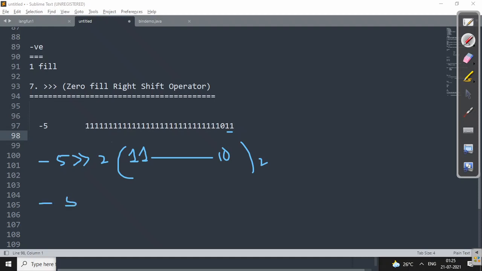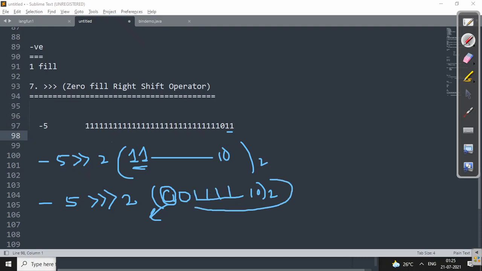But if we operate on this with a 0 fill, what will happen? Now instead of this 1, these will be replaced with 0. Remember this point. The final one will be 1 0. Since this is a positive number, the most significant bit is positive. Now we need to convert this particular binary number into a decimal number.